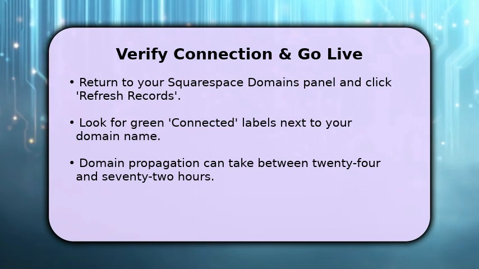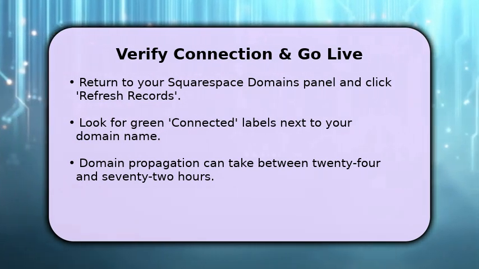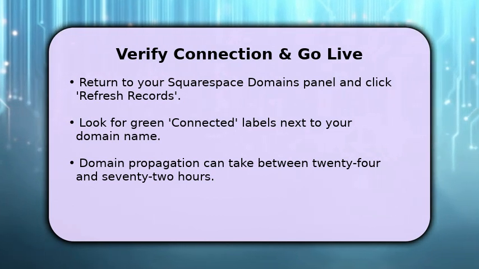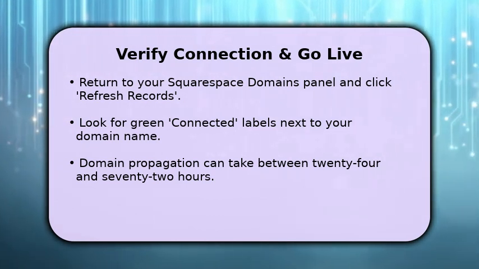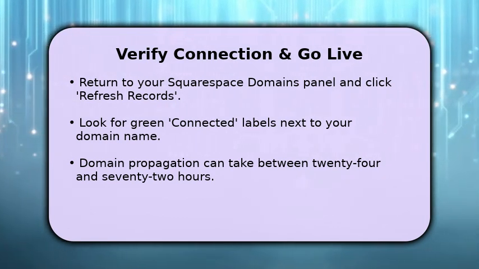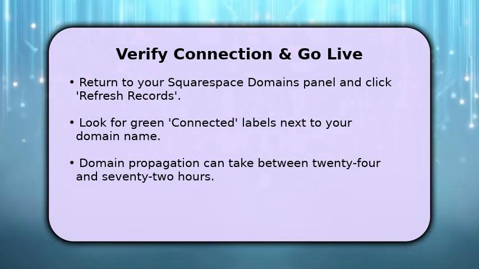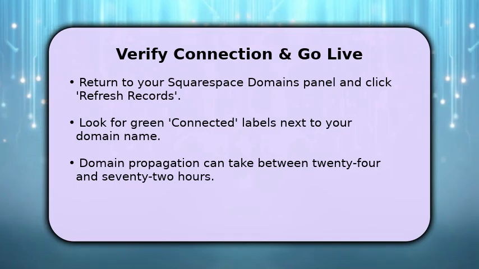Please be aware that it can take anywhere from 24 to 72 hours for your domain to fully propagate across the internet. If you encounter any issues viewing your site after this period, try clearing your browser's cache. Your Squarespace site should now be live and accessible through your Ionos domain.